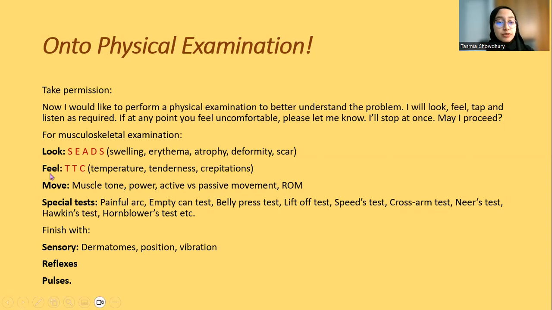So after look, it comes to feel, TTC. TTC is temperature, tenderness, and joint crepitations. And every time you're doing a physical examination, you actually have to narrate it to the examiner. You have to say that now I am doing the inspection of both arms, or inspection of the left arm and right arm, and I'm seeing no swelling, no erythema, no atrophy, no deformity or scar. Now I'm checking the temperature. Temperature feels normal. There's some tenderness, no joint crepitations. So like that, you have to narrate the procedure you're doing, and then move.